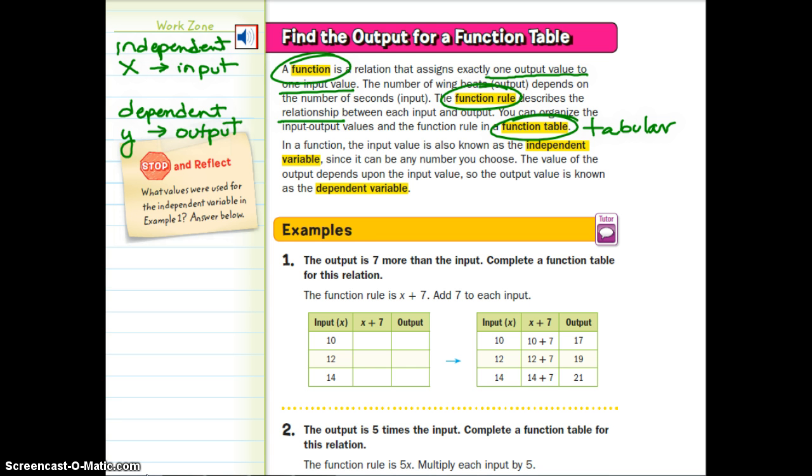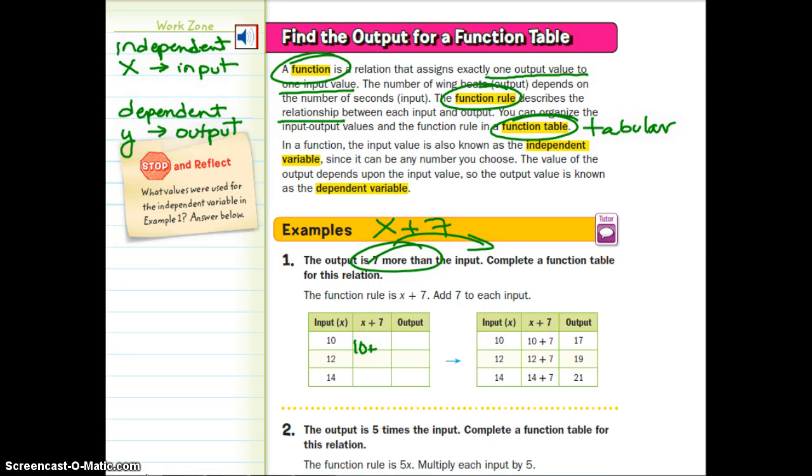So let's look at example number 1. The output is 7 more than the input. Complete the function table for its relationship. Remember when I said more than, so I already know that this is x plus 7. And then they're going to give me values for x. My inputs are 10, 12, and 14. I just need to add 7 to each.